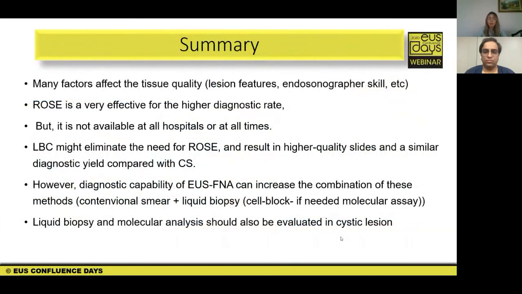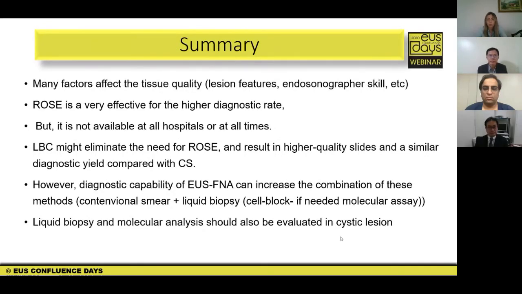As a summary, many factors affect the tissue quality. ROSE is very effective for a higher diagnostic rate, but it's not available at all hospitals or at all times. LBC might eliminate the need for ROSE and result in higher quality slides and similar diagnostic yield compared with conventional smear. However, the diagnostic capability of EUS-FNA can increase with the combination of these techniques. Liquid biopsy and molecular analysis should also be evaluated in cystic lesions.